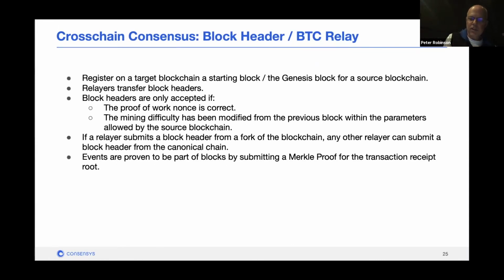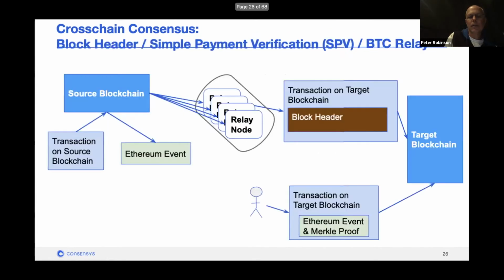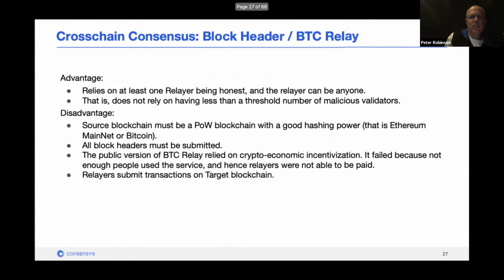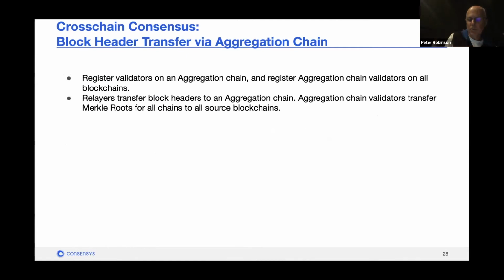There's also a methodology called SPV, so simple payment verification, which is used by BTC Relay. Essentially there you're using the proof of work difficulty of the source blockchain. And I won't go into that in detail, but it's similar. The actual words in these slides that you can see later tell you all you need to know.